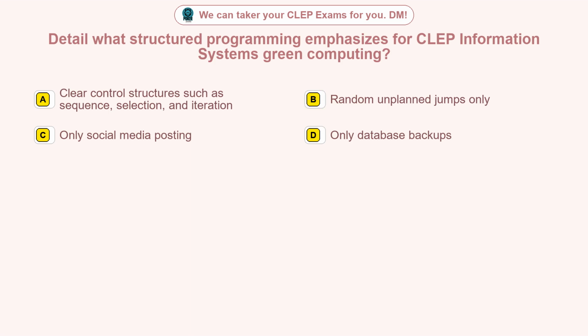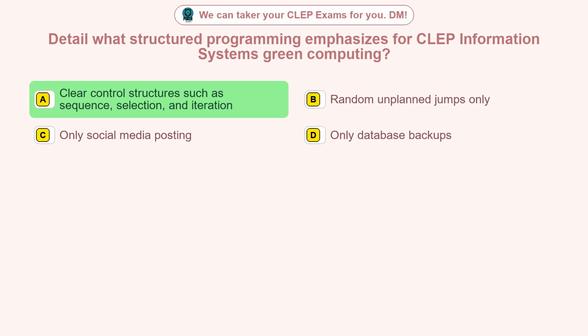Question 92. Detail what structured programming emphasizes for CLEP Information Systems green computing. Option A. Clear control structures such as sequence, selection, and iteration. Option B. Random unplanned jumps only. Option C. Only social media posting. Option D. Only database backups.